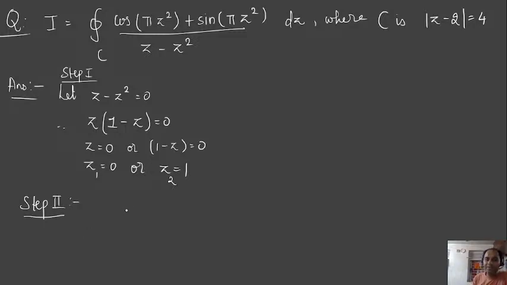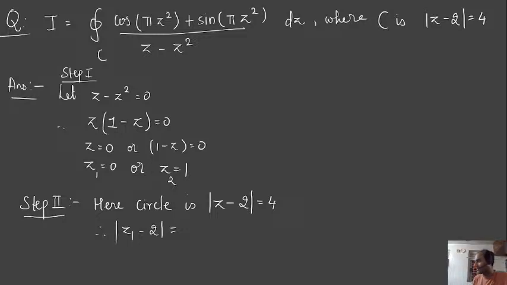Step number 2 is, your circle is mod z minus 2 is equals to 4. Therefore, what do we get here? When you want to check z1, we have to now check whether mod of z1 minus 2 is less than 4. This is what we have to check.